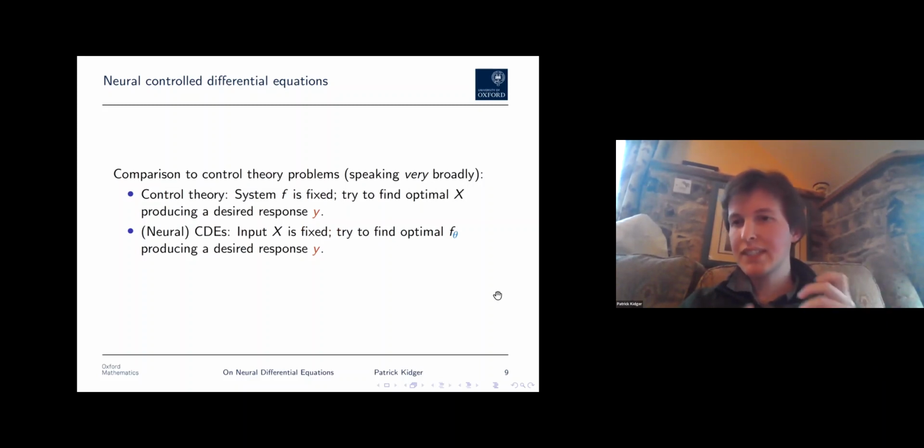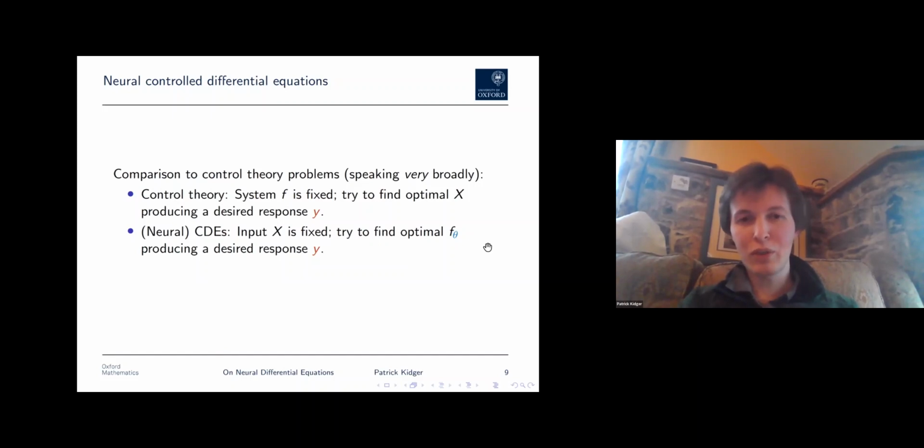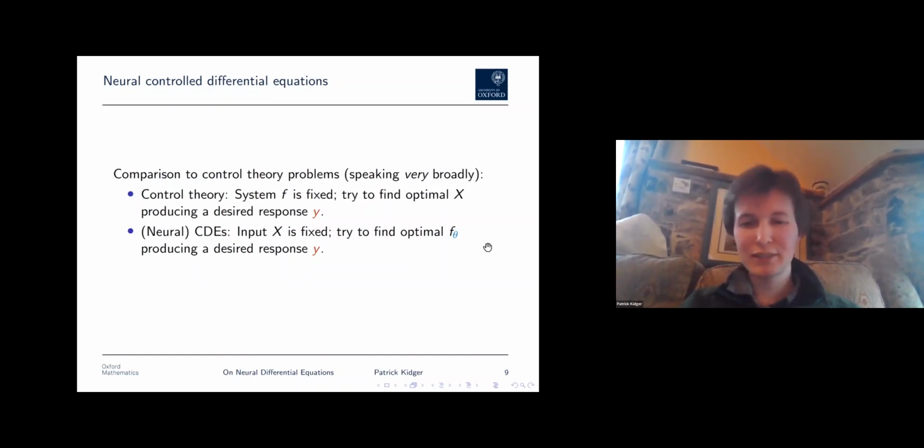In the case of CDEs, it's kind of flipped around. Your input is fixed, your input is the data, and now your job is to find an optimal system, an optimal F, that produces a desired response Y. So in some sense, the difference is purely philosophical, right? It's just where you're putting the emphasis. This isn't really a distinction I care to enforce. I think both fields probably have a lot to learn from each other, and that just hasn't happened yet. And I think, to be honest, the division is mostly just historical. So when I say CDEs, I don't mean control theory, but there are links.